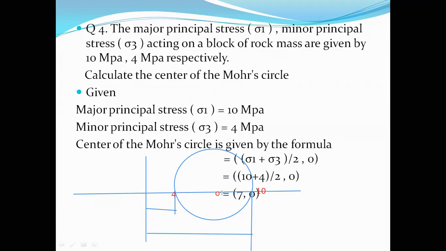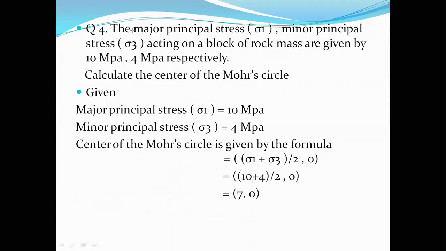And the y-axis is going to be what? It is 0. Remember, substituting these values, 10 plus 4 by 2, comma 0. 10 plus 14 by 2 is 7, comma 0. This is what the center of the Mohr circle is. These are the simple numerical problems that we might come across in the examination. Okay, so hope you understand this.